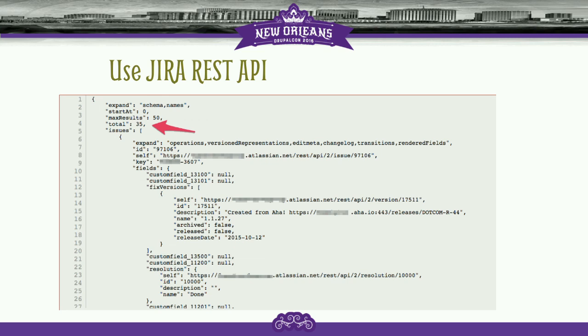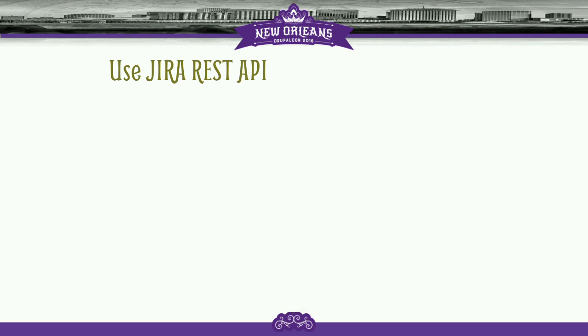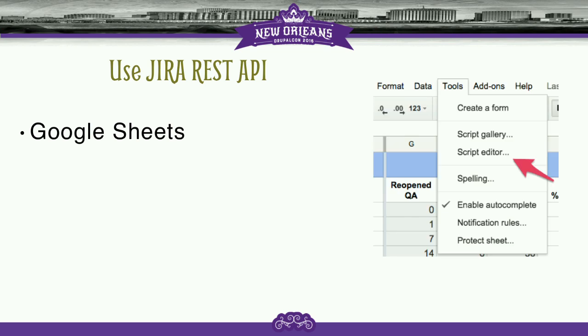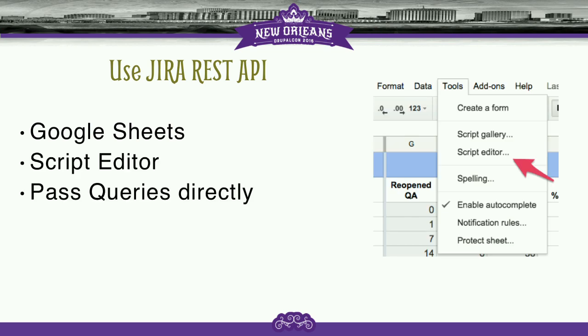If you query the REST API with a JQL string, you can get a JSON back, which will give you all the details of your ticket. And in my case, I don't even need all the details. I just need that count. I just want the number of tickets that match the query. So what I can do is make a Google Sheet, go to Script Editor, and I can pass queries directly from my sheet and update the tickets, right? Or, you know, well, what's the tickets that are being updated?